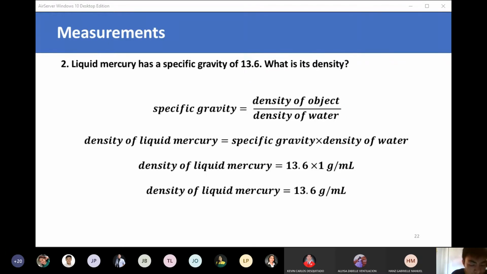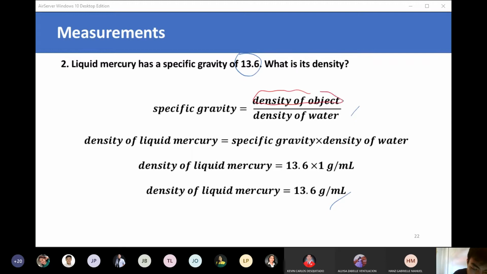Okay, so another problem is that we have this. Liquid mercury has a specific gravity of 13.6. What is the density? The shortcut is just add the unit, grams per ml. But if you're asked what is the solution, you write the equation, then you derive the density of the object. When deriving equations, you put the unknown variable on one side, all other known variables on the other. For this case, our unknown variable is this one.